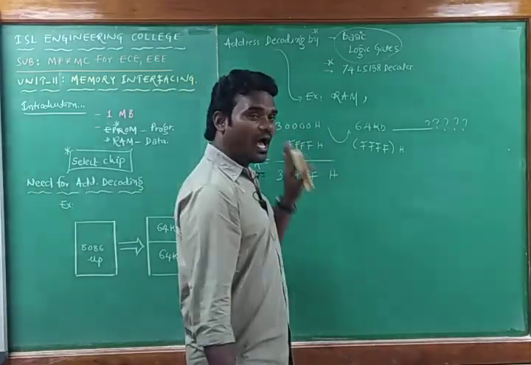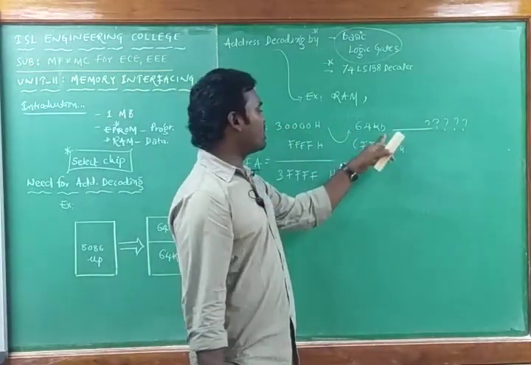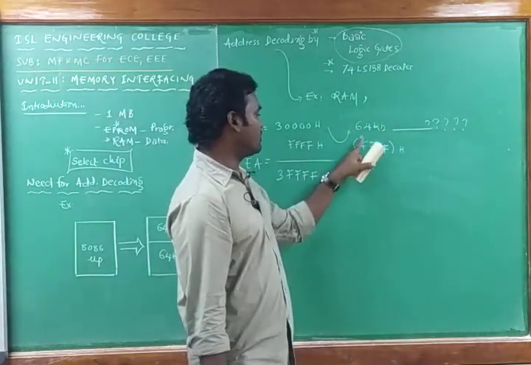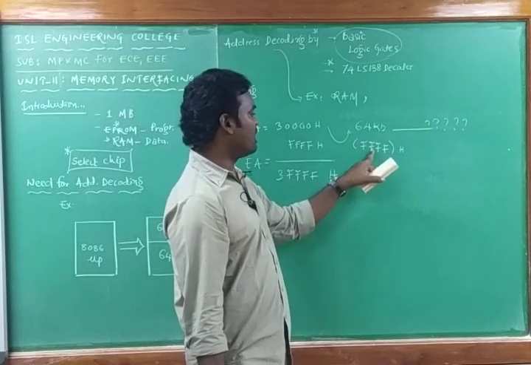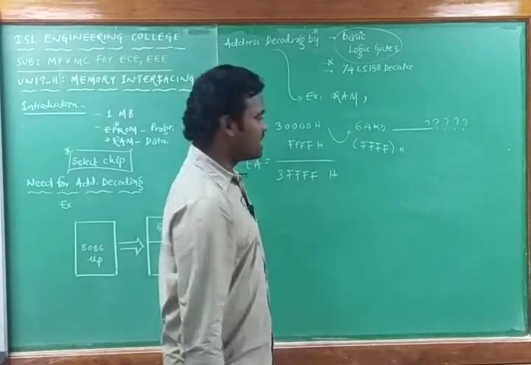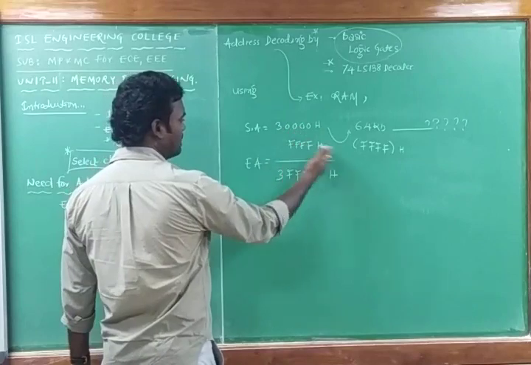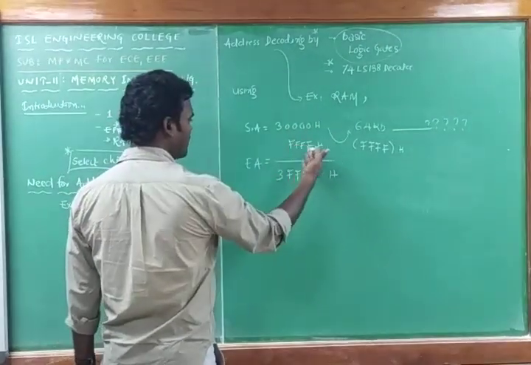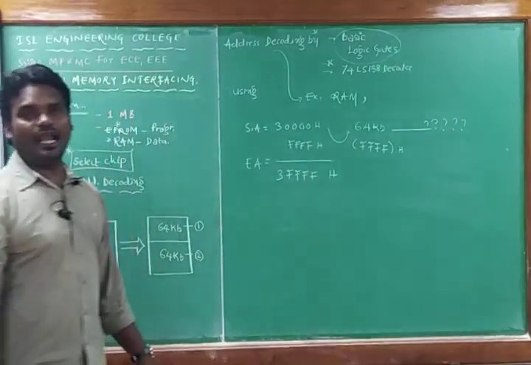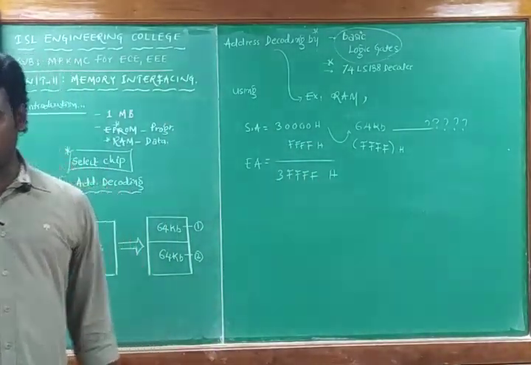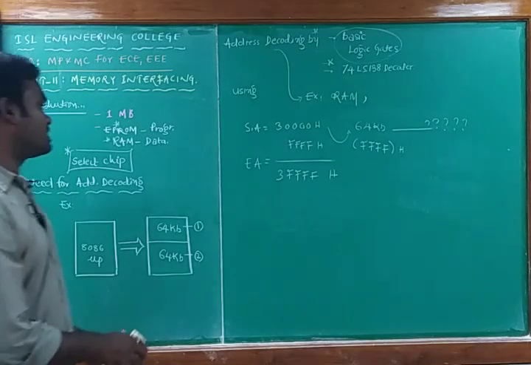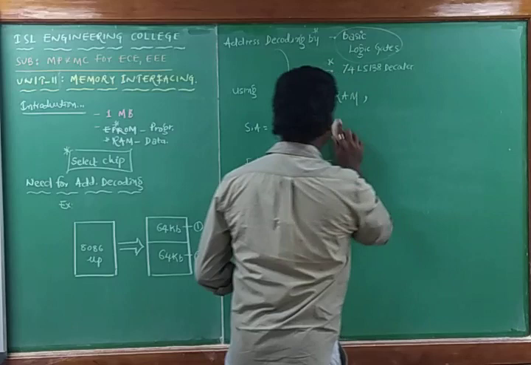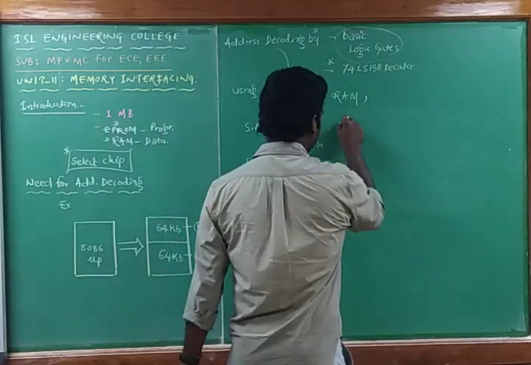The starting address is given as 30000H, to have 64 kilobytes of memory, and that 64 kilobytes can be represented with FFFFH in the hexadecimal number. So if we add this to 30000H, we can get the ending address of that memory device. So we have the starting address as this one and the ending address as this one.